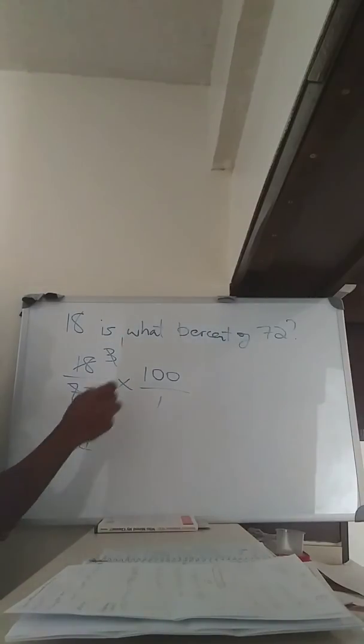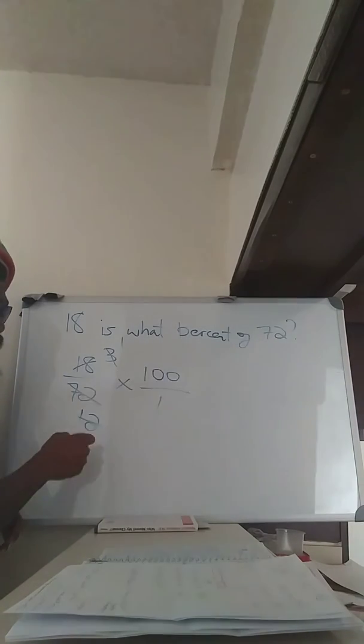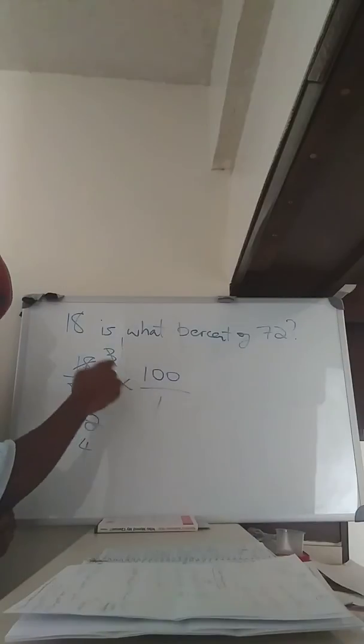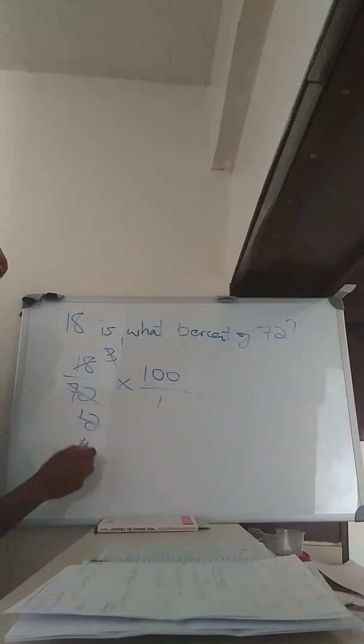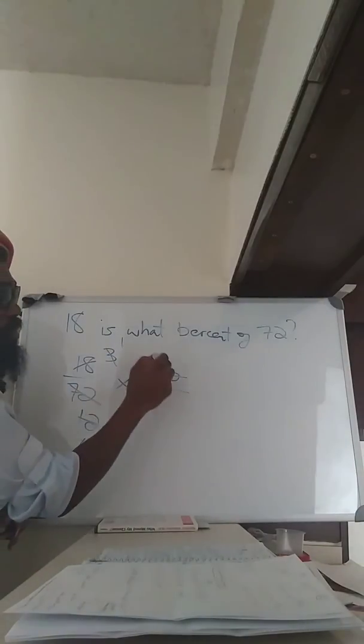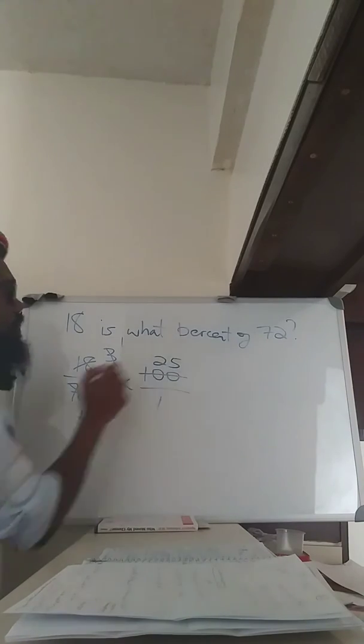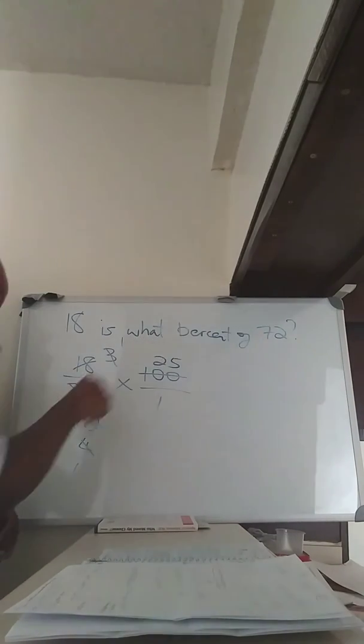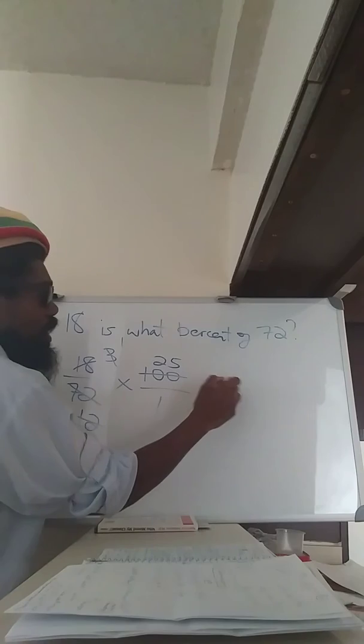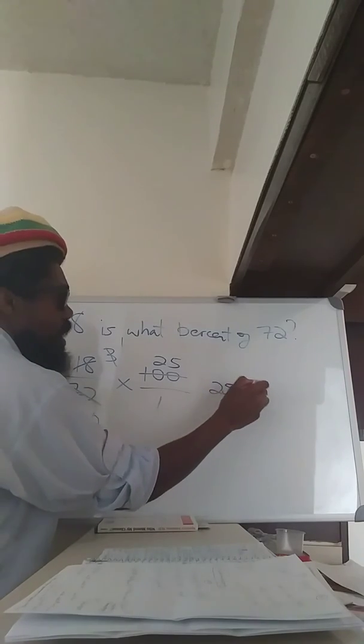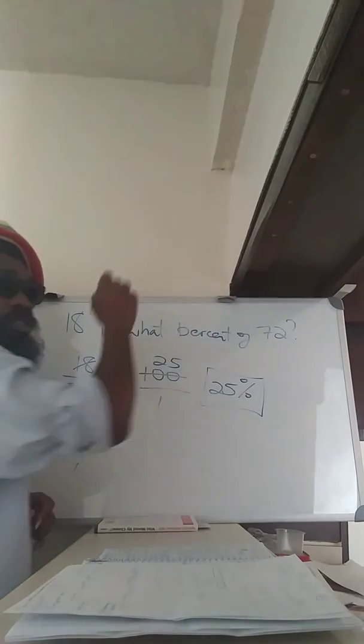Now we reduce the 100 and the 4. We're going to cross reduce because we have this multiplication sign here. 4 into itself goes 1 time, and 4 into 100 goes 25 times. So therefore, 18 is what percent of 72? 18 is 25% of 72, and there's your answer.